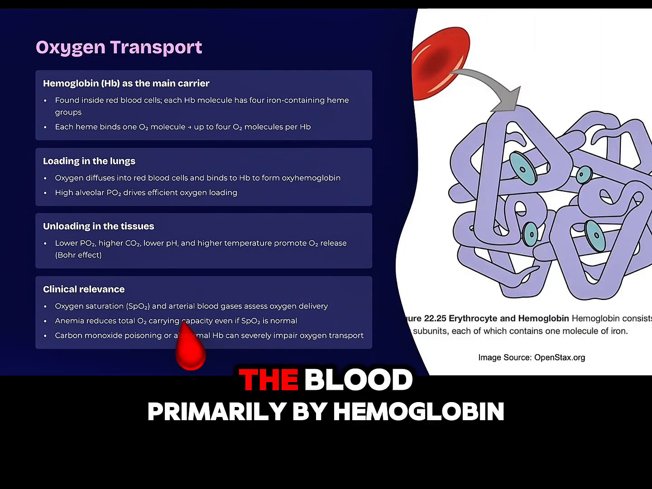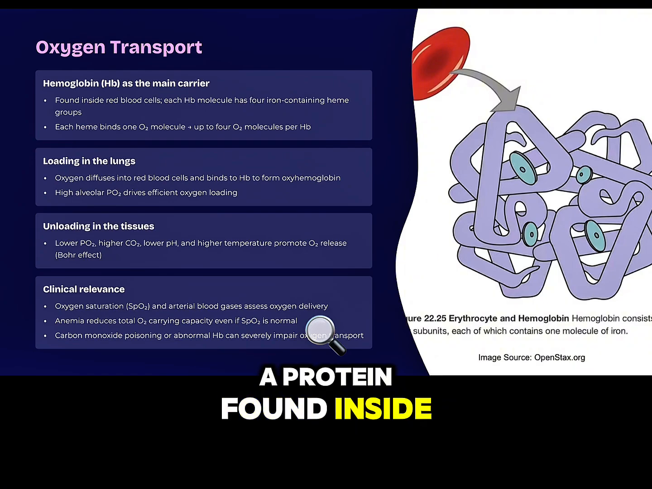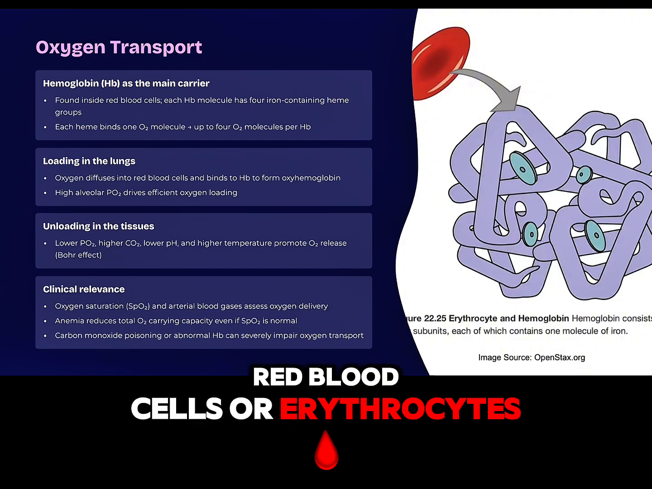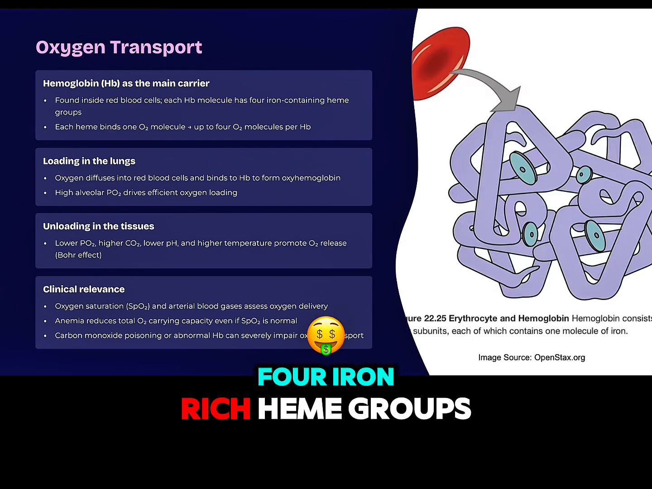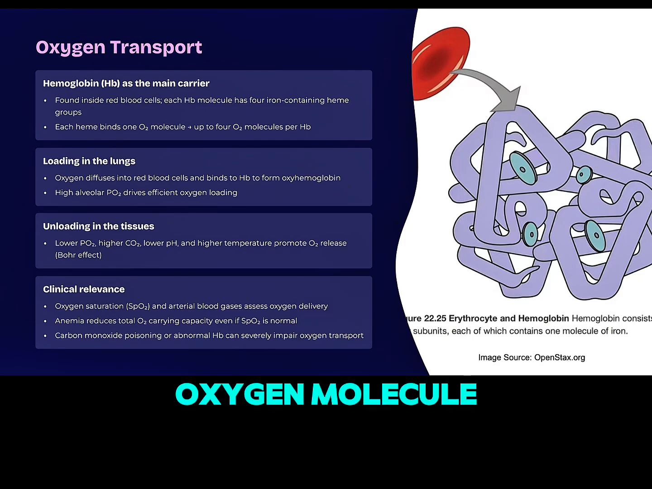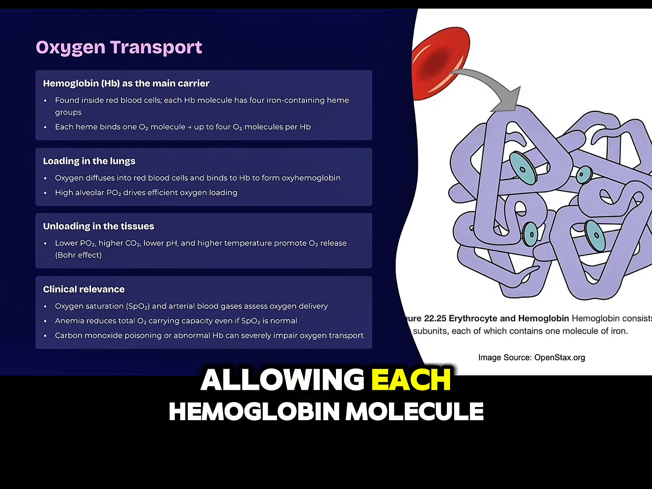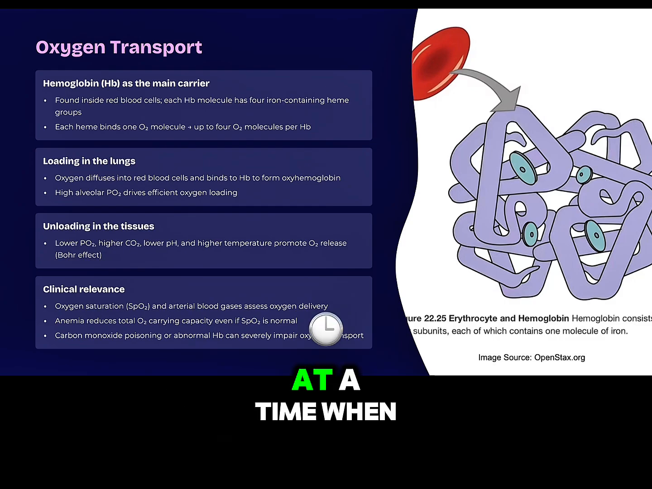Oxygen is carried in the blood primarily by hemoglobin, a protein found inside red blood cells, or erythrocytes. Each hemoglobin molecule contains 4 iron-rich heme groups, and each can bind one oxygen molecule, allowing each hemoglobin molecule to carry up to 4 oxygen molecules at a time.